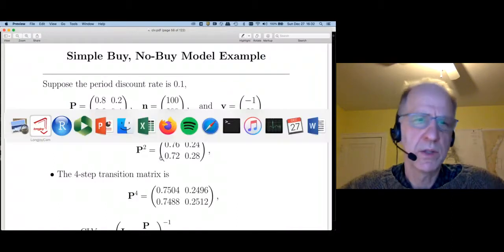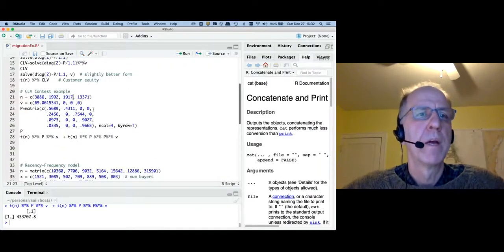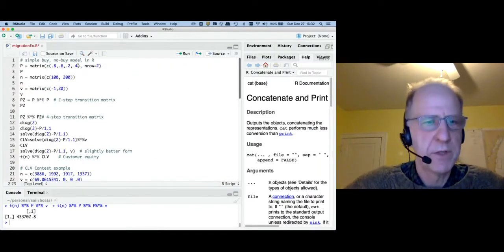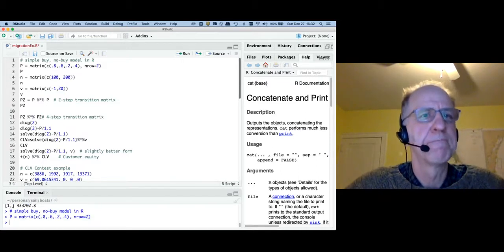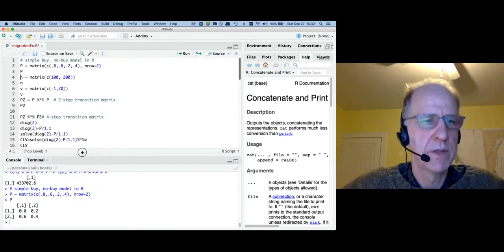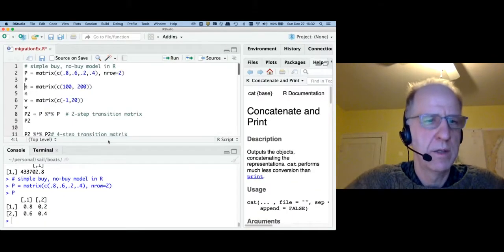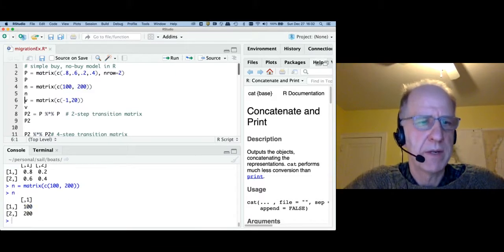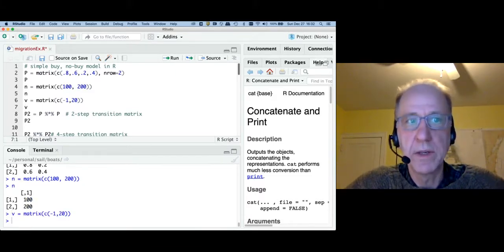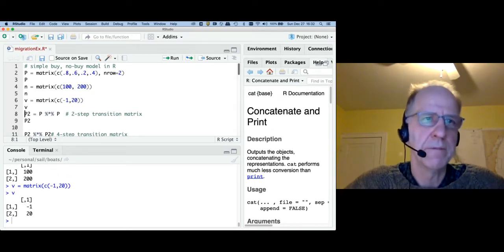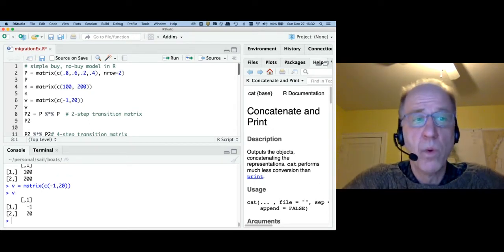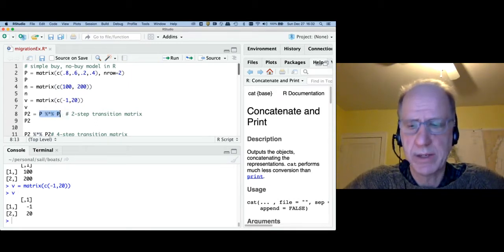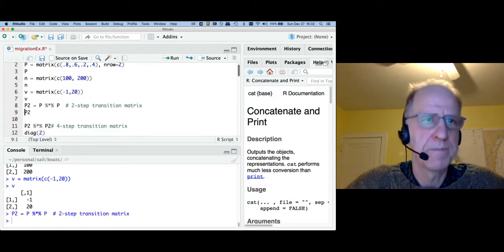The product of this, let's go do this live in R. And so I have just read in my P vector. If you're not convinced of this, let's go see it. So here we've got our P vector. Here's my N vector and my value vector. N vector I called the initial vector. Here's the value vector. And if we want a two-step transition matrix, we'll just compute this product. So let's go do that.